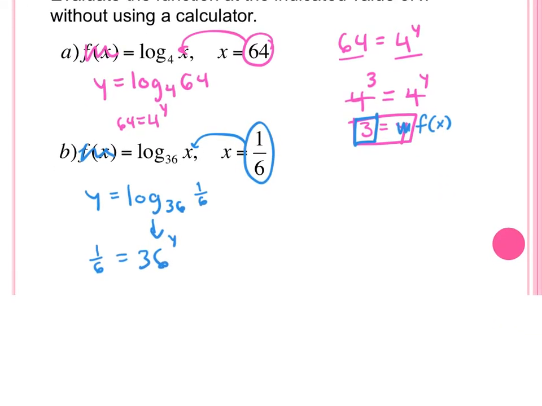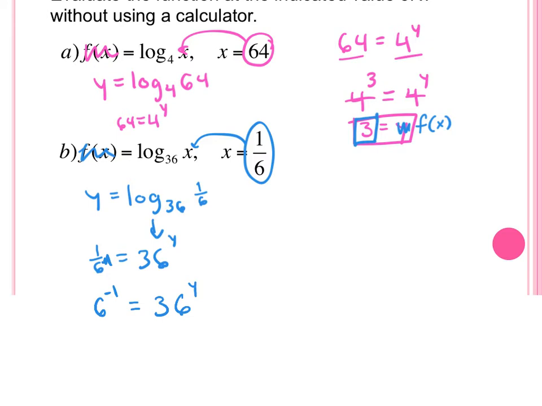Now we want either to make our 1 over 6 look like a 36, or to make our 36 look like a 1 over 6. So we can change the exponent on the left side to 6 to the power of -1, because 6 to the power of -1 would actually make this 1 over 6. So 6 to the power of -1 is the same thing as 1 over 6, so we're just manipulating that a little bit. So we have 6 to the power of -1 is equal to 36y.